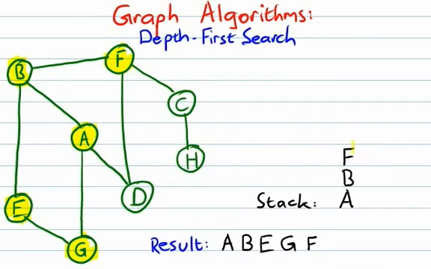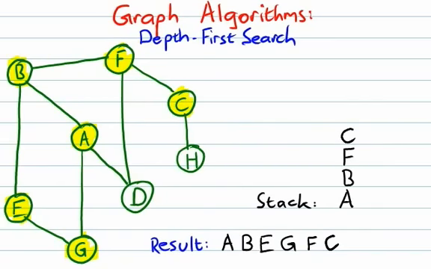Now at the top of the stack we have F. If we take a look at F, we've already been to B, but we haven't been to either C or D. So we can visit the lowest of these alphabetically again, which is C, push it onto the stack, visit it, mark it as visited.